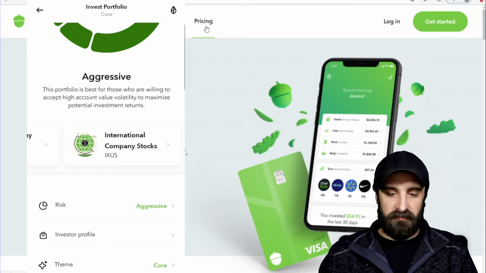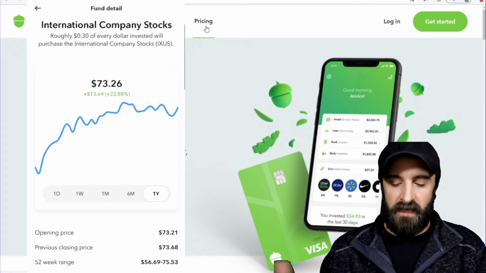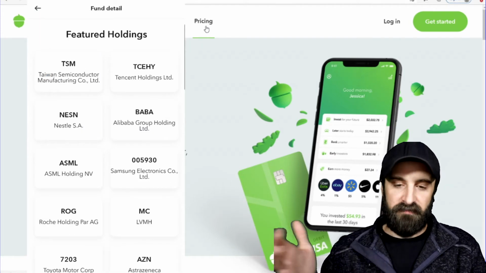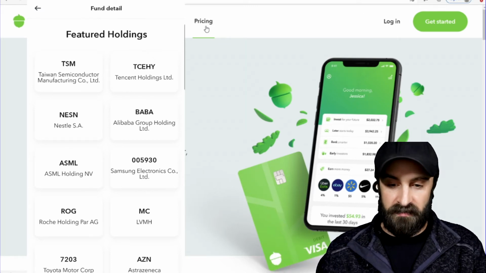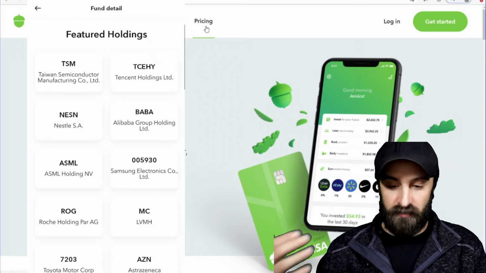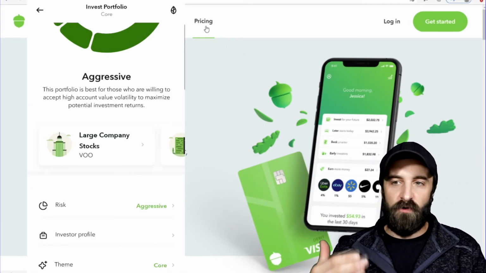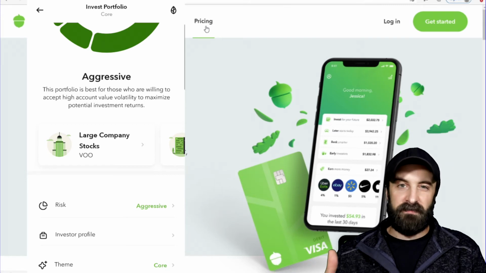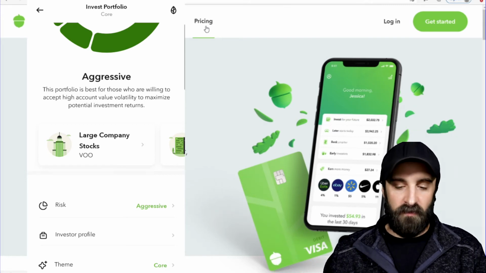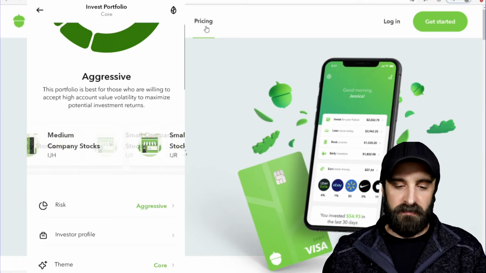Last is international. So 30 cents of every dollar is going to go into international companies. And this is going to be a mix of different companies by size. So you have Taiwan Semiconductor, Tencent Holdings, Nestle, Alibaba, Toyota Motors, AstraZeneca. Each of these do hold more stocks than these. These are just the top 10. So if you want to do more research and find out exactly what they're holding, the symbols are VOO, IJH, IJR, and IXUS.